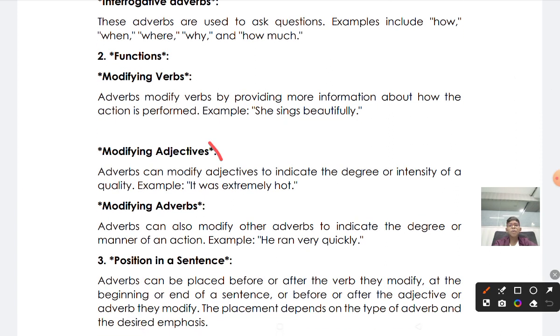So next comes modifying adjectives. Adverbs can modify adjectives to indicate the degree or intensity of a quality. Example, it was extremely hot. It was extremely cold. And many other examples.